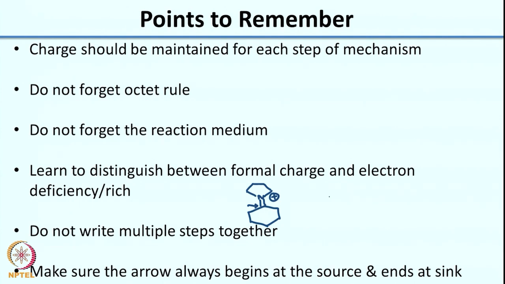Another example which we had seen earlier is, suppose if you have... here again you have a charged species, but the electron deficient center is the carbon that is next to the protonated OH. Alright, so this is something which you have to be very careful about. When you think of electron sinks, it need not mean a charged species.